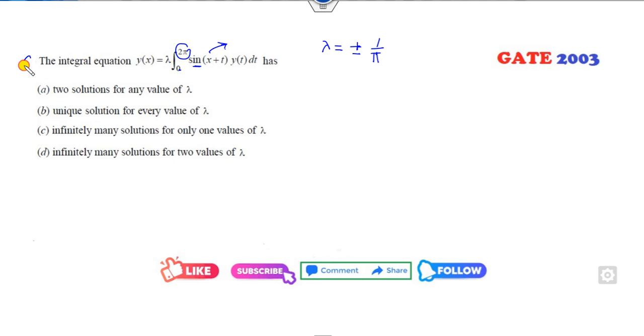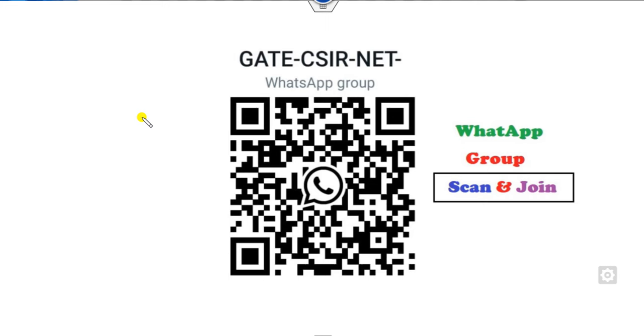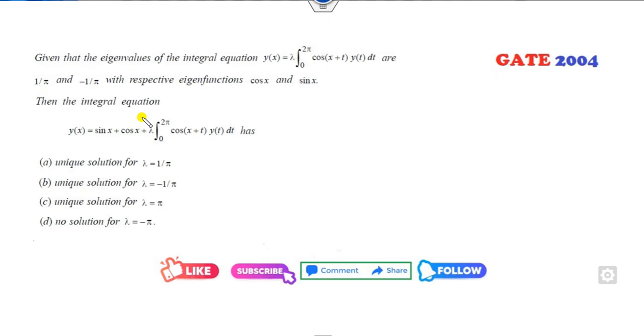So I have to explain the theory first for you. I will come back to this question after a few slides. Okay, look at another one. This is the cos. So what are the eigenvalues? Plus minus half of this, 1 over pi. Okay, it is already given. Then the integral equation, again, is it a unique solution or no solution? Firstly, I can tell you the tips.